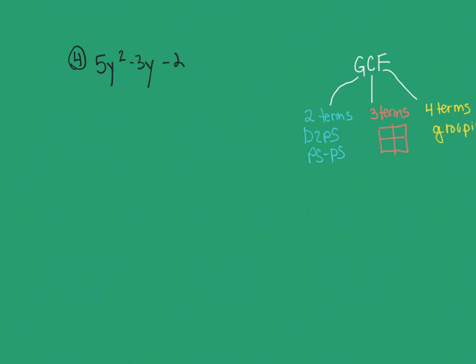All right, we've got one last example on page 48. Starting at the top, think about it. Does it have a greatest common factor? So we look at 5, negative 3, and negative 2. There's no GCF. And so we're going to look then and say, well, we have 1, 2, 3 terms. So I'm going to take and draw the box.